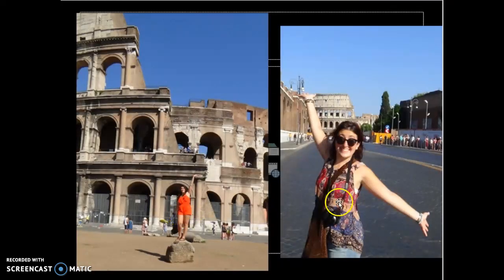This is me, this is my sister making fun of me and my pose, and this is us in Rome.